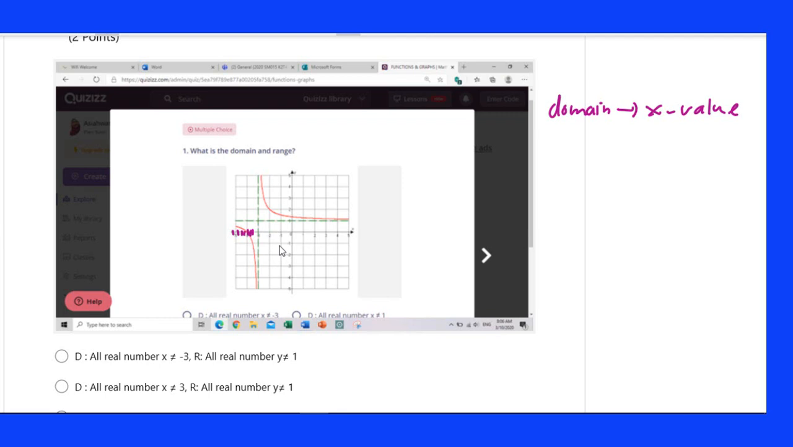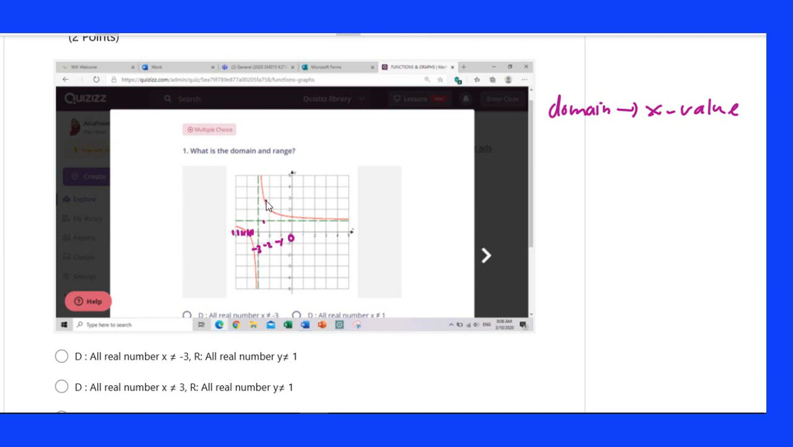This line is negative. Okay, this is 0, negative 1, negative 2. This is negative 3. So negative 3 is not in the domain. Why? Because the graph stops at this line, which means no graph crosses the line X equals negative 3.